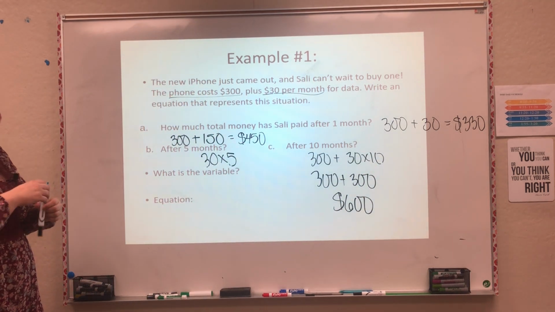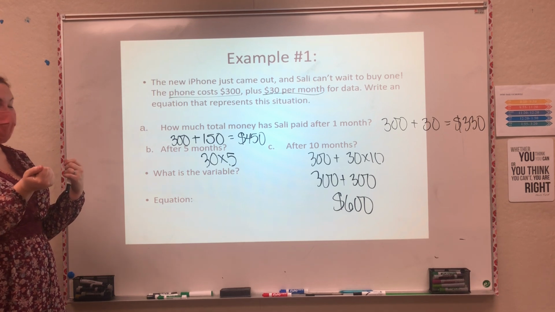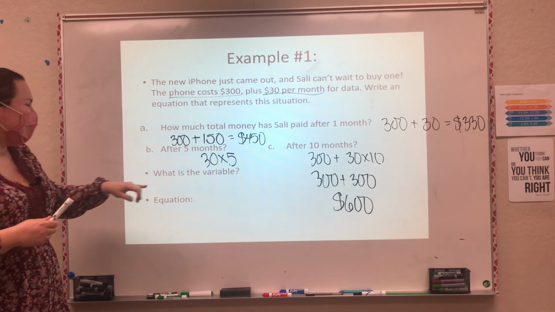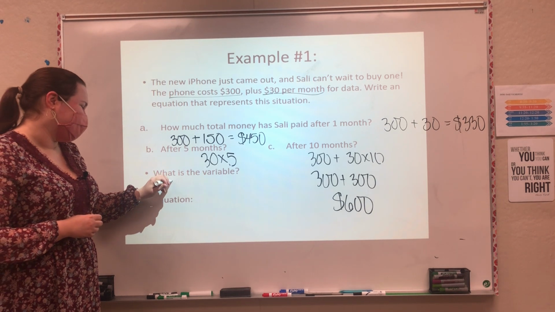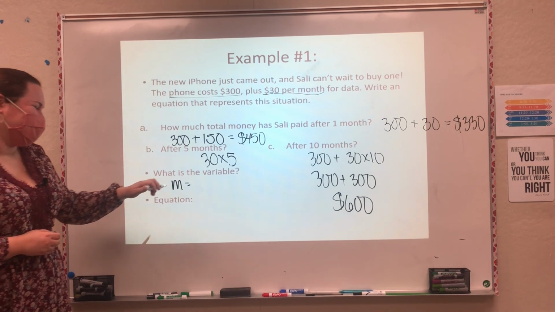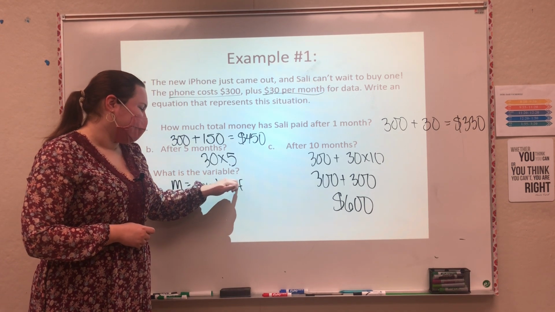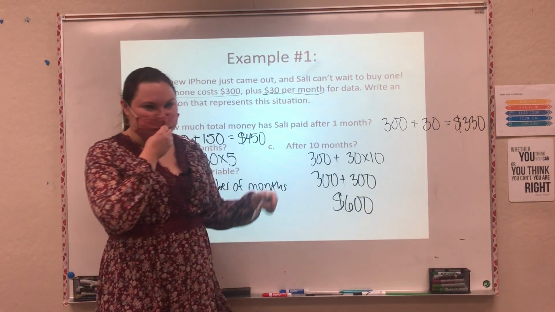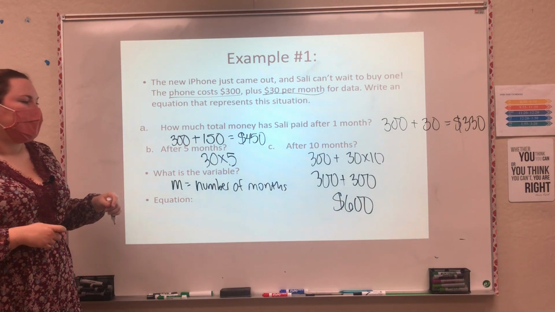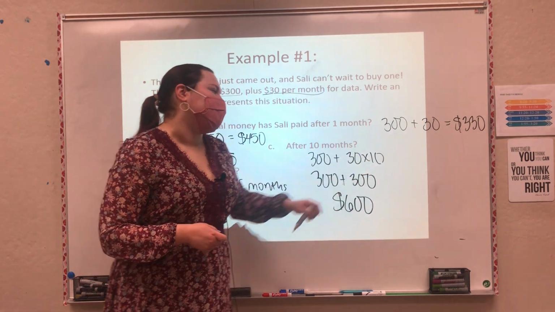If I asked you how much total money he is going to pay on this phone, and I don't tell you how many months, what would the variable be? M, for the number of months. I asked the wrong question; I told you what it was going to be. If we want to know how much total money he's paying, every single time we've got that 300, and every single time we're multiplying by 30. The number that's changing, that we would need to know, is how many months he's got the phone.